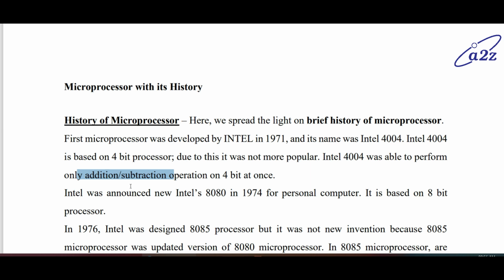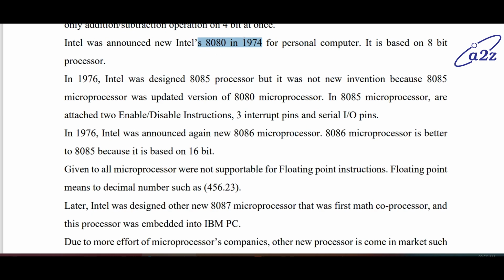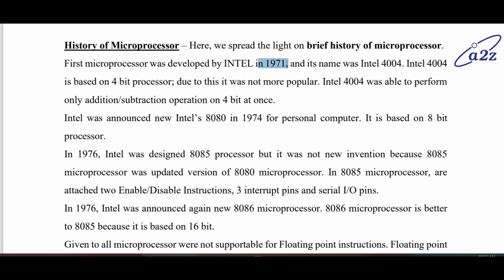After 4004, Intel launched 8080 in 1974. Means after 3 years, first was developed in 71, then 74. After 3 years, Intel developed another processor which is 8080. It is an 8-bit processor. Earlier was 4-bit, that's why its number starts from 4, and now it is an 8-bit processor, so its number starts with 8. Two years later, Intel designed 8085.